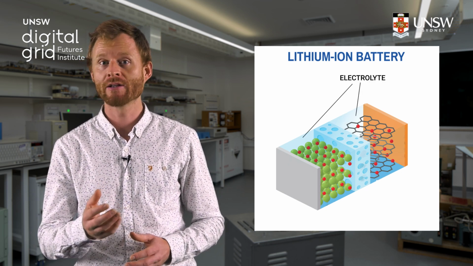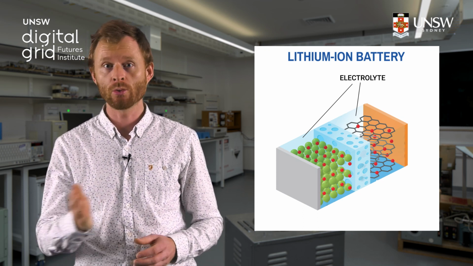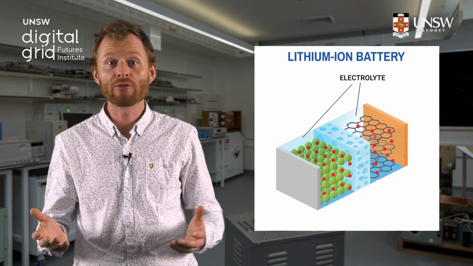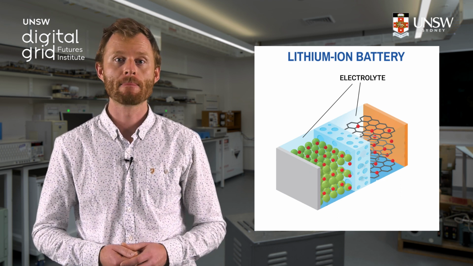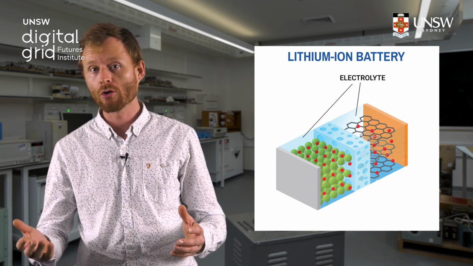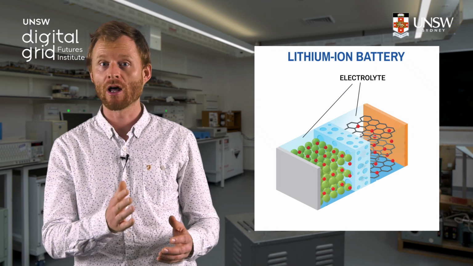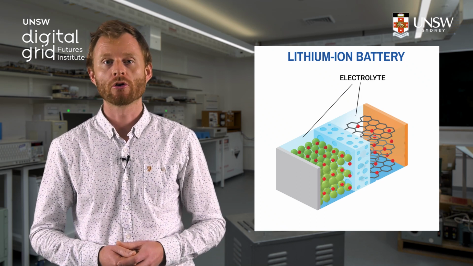The electrolyte is a liquid solution that transports lithium ions between the electrodes. Without the liquid electrolyte, the lithium ions could not move through the cell. It's important to note here that the cathode, anode, separator and electrolyte are all needed for a lithium-ion battery to work properly.